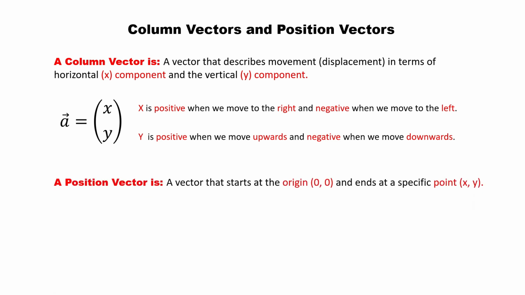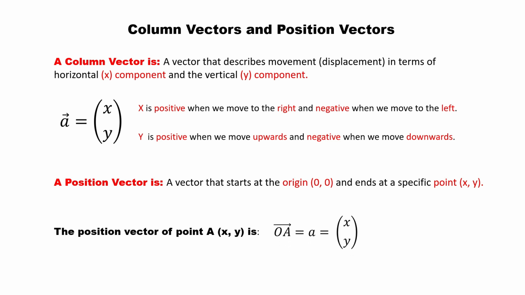Now, let us look at the position vector. A position vector is a vector that starts at the origin (0, 0) and ends at a specific point (x, y). It is also represented as a column vector, but it is unique in a way that it always starts from the origin. So, suppose we have a point A with coordinates x and y. The position vector will be OA, since we are moving from the origin O going to point A, and this position vector can be represented as shown here: OA equals a, which equals (x, y). Let me represent this on a Cartesian plane.